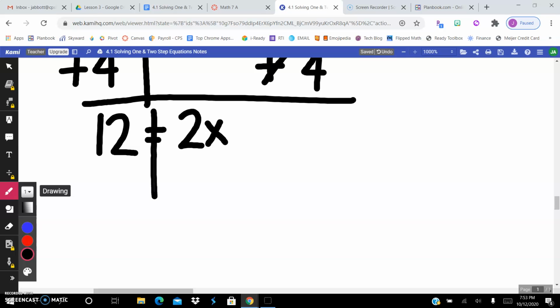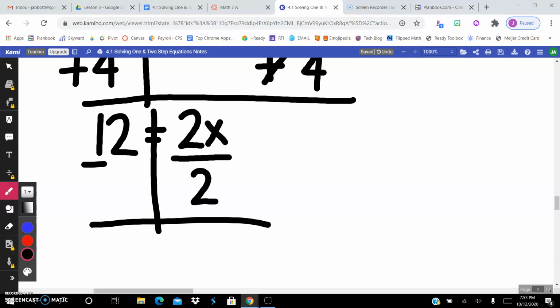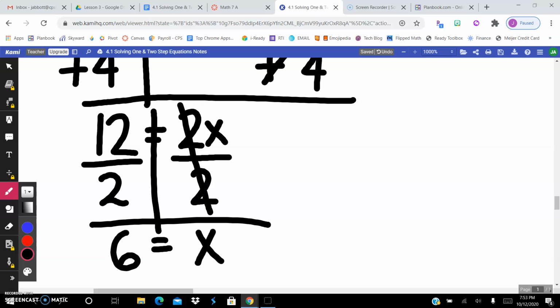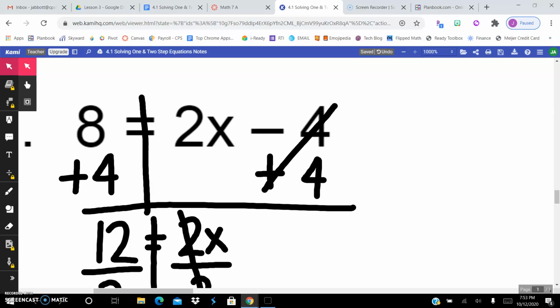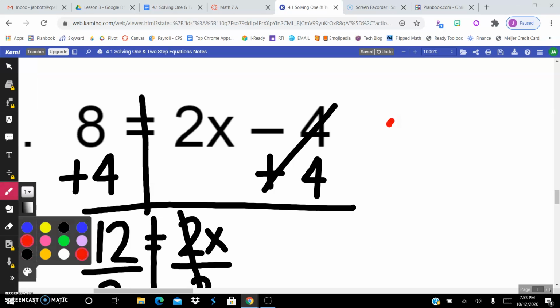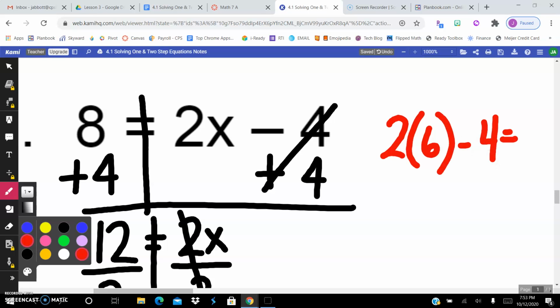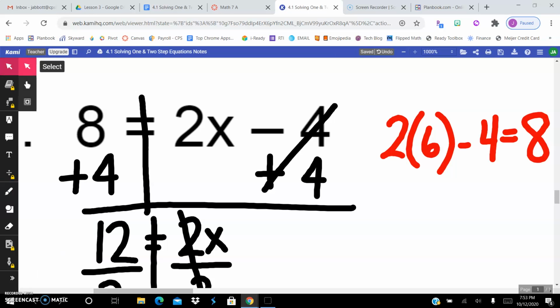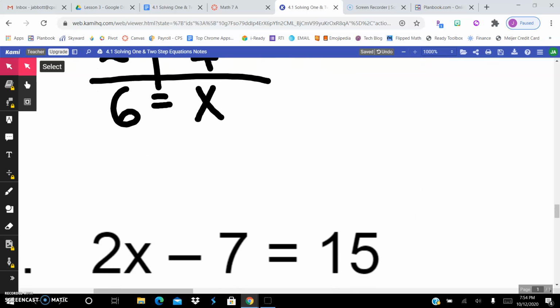Then we have one more step. We want to solve for x, so we have that 2 that's being multiplied right now, so we're going to divide both sides by 2. So x, the 2's canceled, just the x is left. 12 divided by 2 is 6. So we get an answer of x equals 6, and then we can plug that back in up here to check our work. 2 times 6 minus 4 should give us 8. And 2 times 6 is 12, and 12 minus 4 would be 8. So we know we have the right answer.